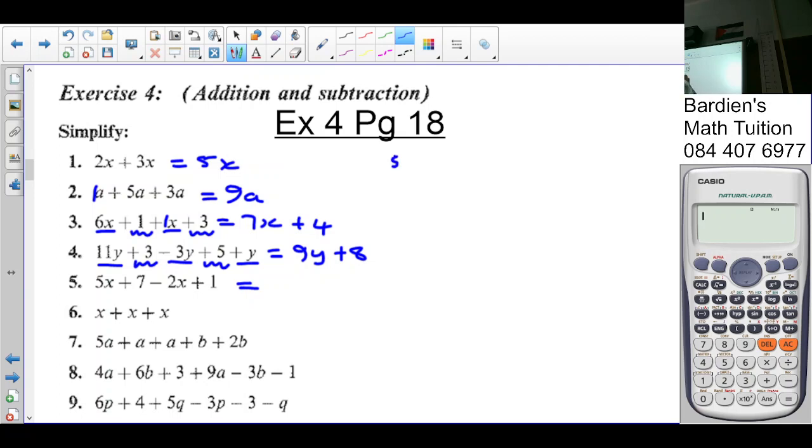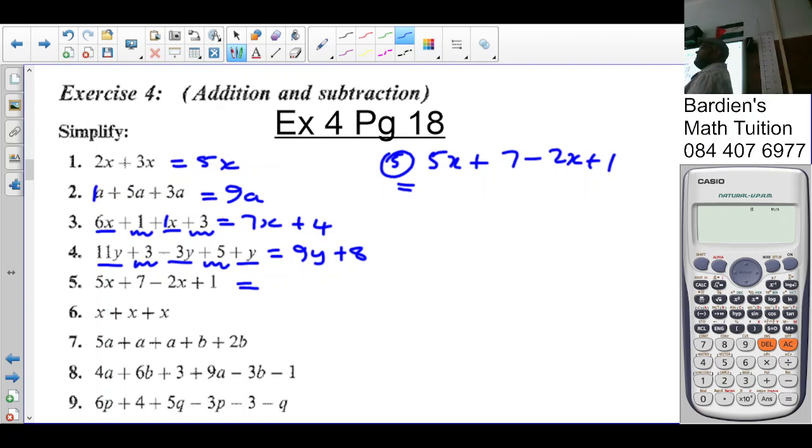So I'm going to write this here now. This is what I expect you to write. It's going to be 5x plus 7 minus 2x plus 1. Below that you write equal. So what do we say? 5x and negative 2x are like terms, not so? They are the same, can be added. 7 and 1.